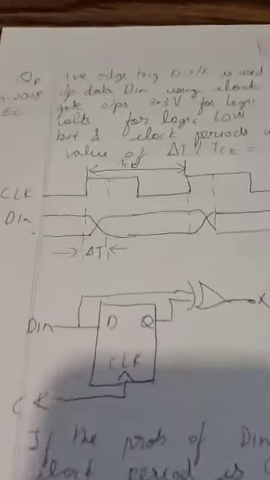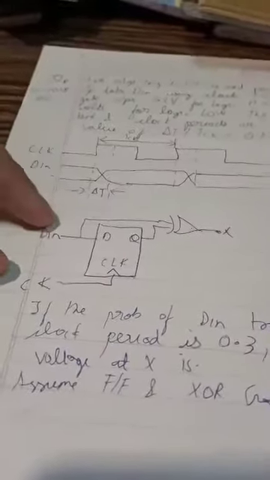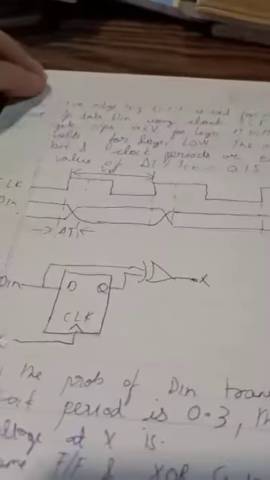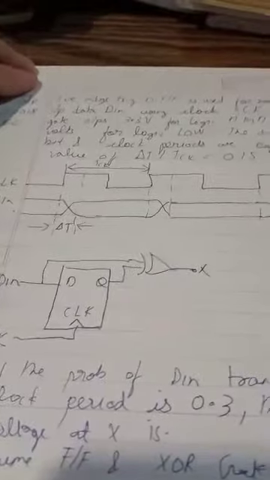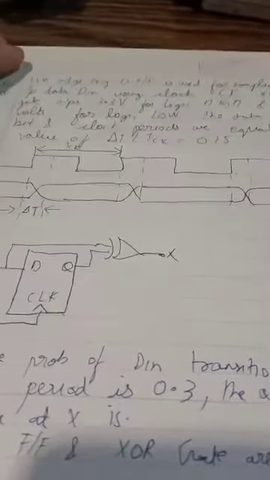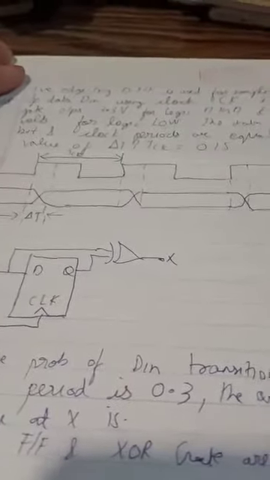This question is from GATE 2018 EC. We are given a positive edge triggered D flip-flop used for sampling input data D in. This is the input data D in, and this D flip-flop is used for sampling it using clock CK. The XOR gate outputs 3.3 volt for logic high and 0 volts for logic low.